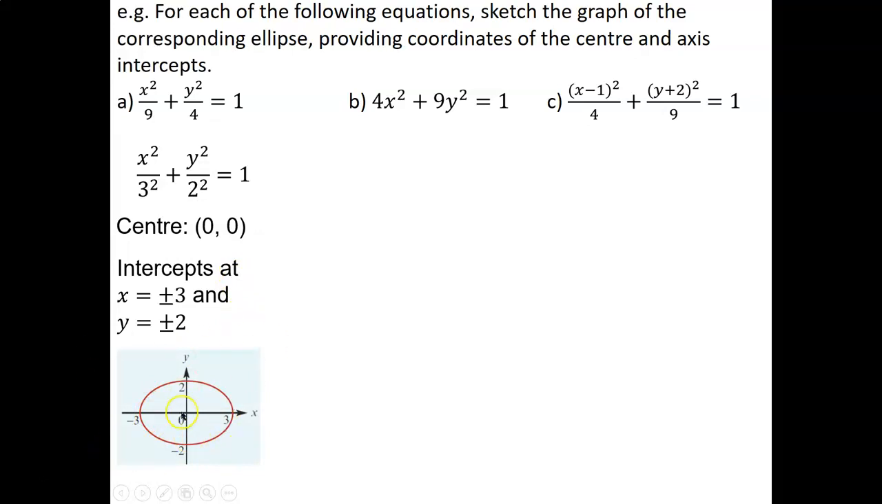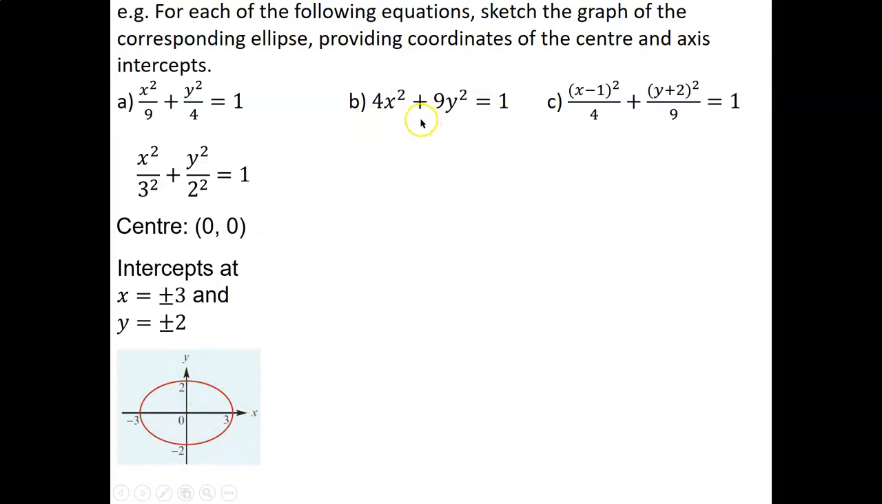If you're sketching an ellipse, it's a good idea to mark the points on your axes. This 2 needs to be the same distance from the 0 as this negative 2. And similarly with the 3, make sure they're symmetric, and then try to join them up without making it look like a parallelogram.